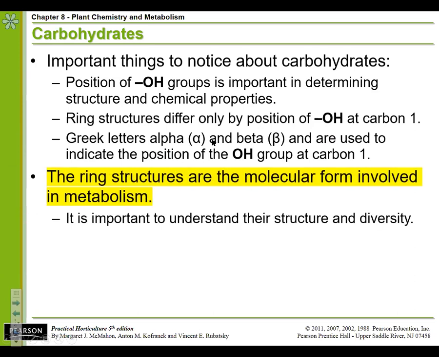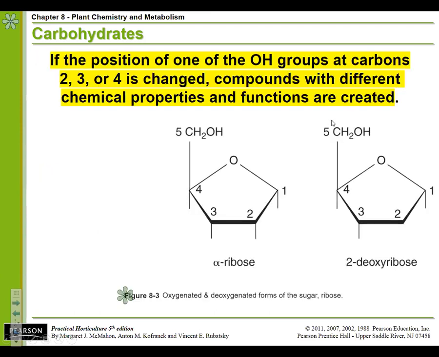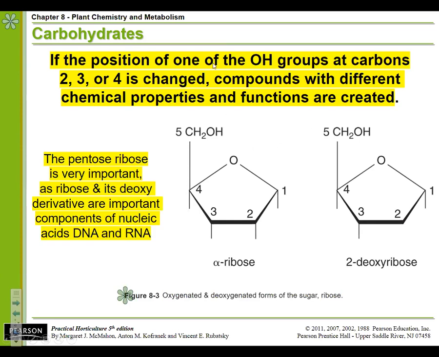We use the Greek letters alpha and beta to indicate the position of where that hydroxyl group is at that first carbon. So the ring structures are the molecular form involved in metabolism. Therefore, it is important to understand their structure and their diversity. If the position of one of these hydroxyl groups bonded is changed, then the compound is changed. It's got different chemical properties and it has different functions.